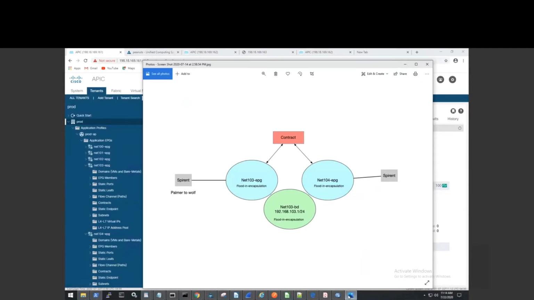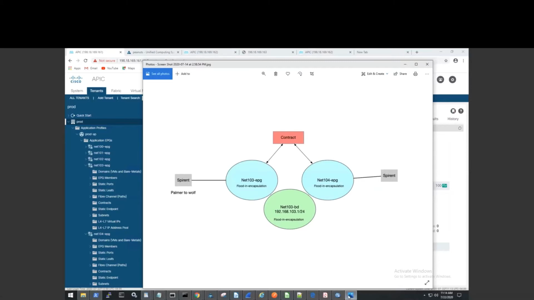The first one we're going to look at is the most common, and that is really when you start looking at customers that have deployed application-centric ACI. What that means is they're generally associating multiple endpoint groups to a single BD and building out their application. So what we have here is a very simple construct of that. We have two different EPGs, Net 103 EPG, Net 104 EPG. Both of these endpoint groups are tied to the same subnet, the same bridge domain, and that's Net 103 BD.